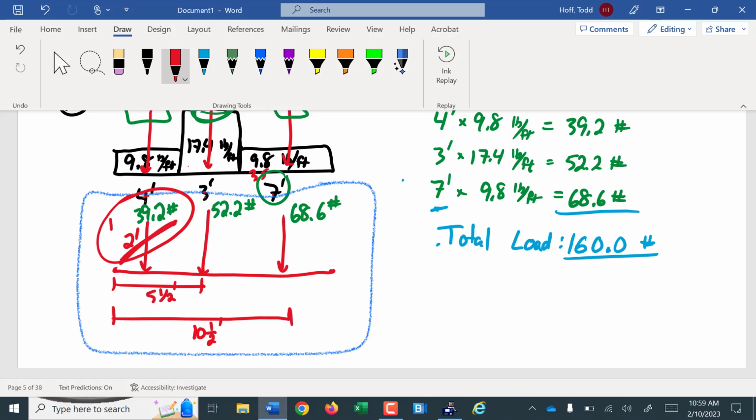For this one over here, we actually just did the load there. It is 39.2, and its distance from the left end is the 2 feet. So 39.2 times 2, or 2 times 39.2, either way, is what? 78.4. That is foot-pounds.